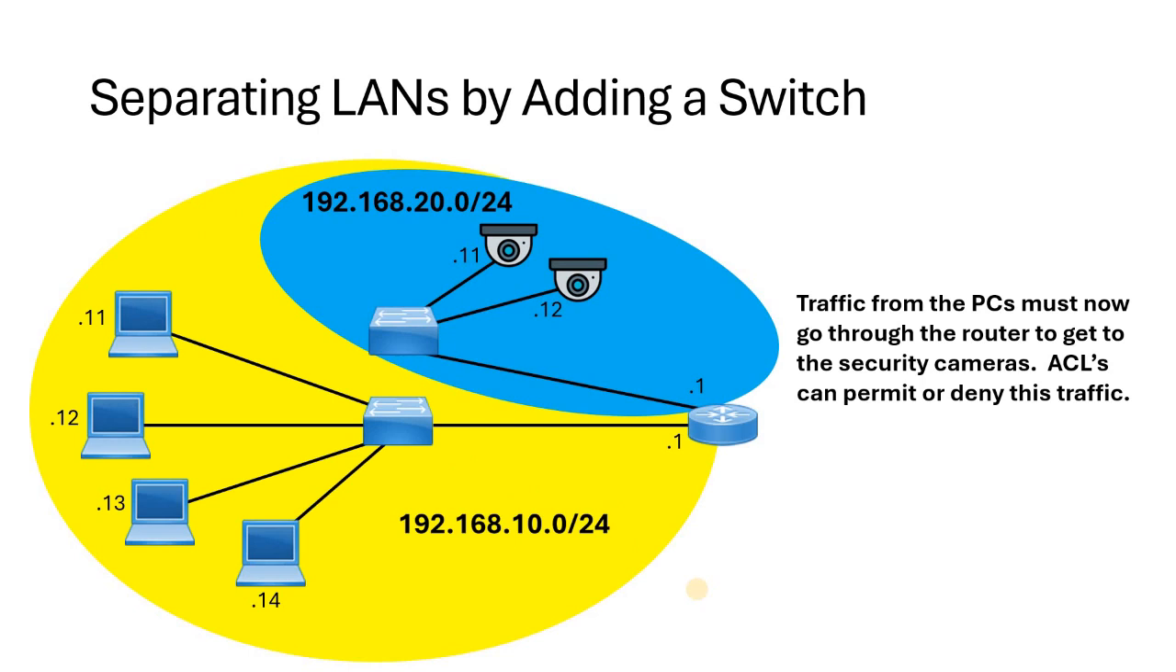One solution would be to separate the LANs by adding a switch. So in this example, we've added another switch to our IDF closet, and we've put those two cameras on a separate switch. Well, now this switch needs a connection to the router, so now we have two network segments, so we've separated it, but it gives us much more hardware to deal with.